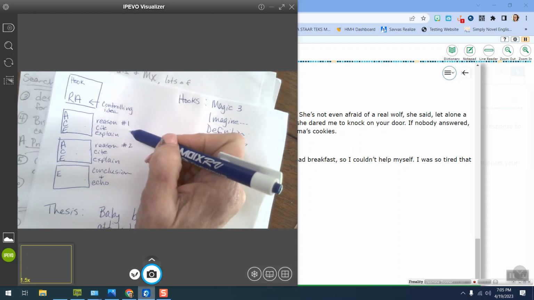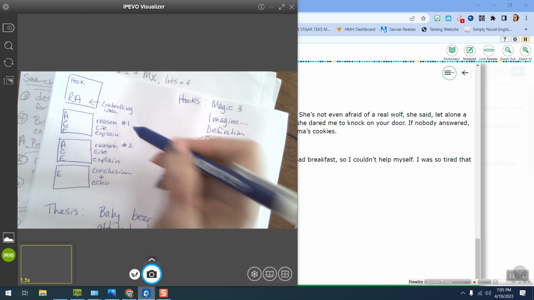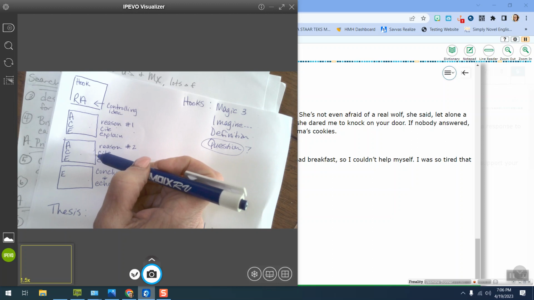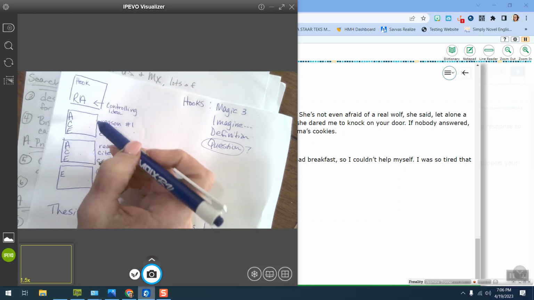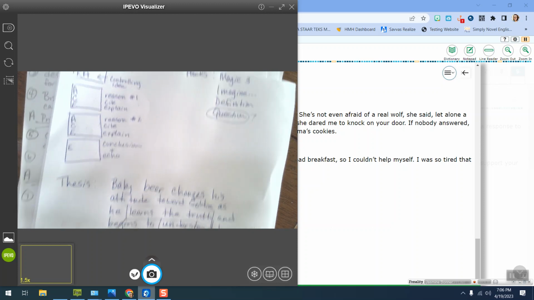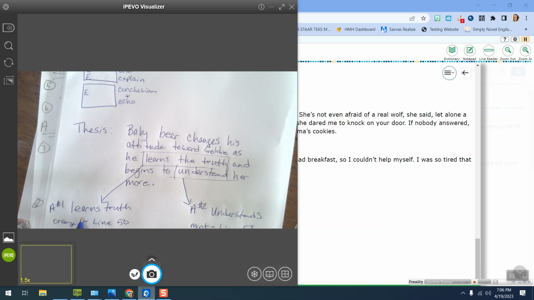This first paragraph is going to be about Baby Bear changing his attitude because he learns the truth. This paragraph is going to be about Baby Bear changing his attitude because he learns to understand Goldie. So I'm going to say something along the lines of one of the reasons that Baby Bear begins to change his attitude toward Goldie is that he learns the truth about why she was in his house to begin with. Then I'll cite my evidence, and then I'll explain.